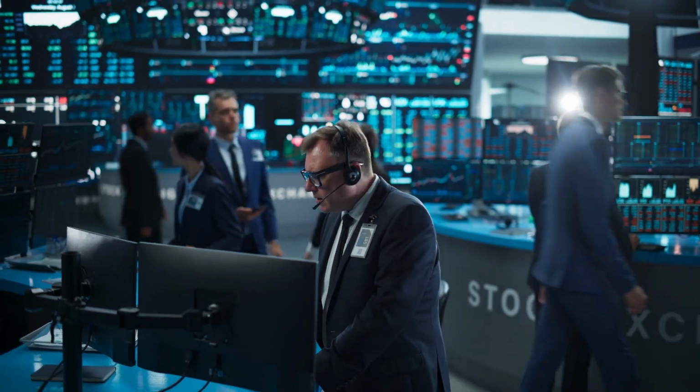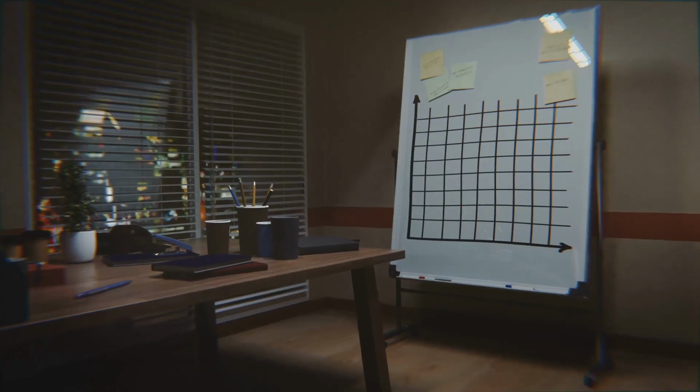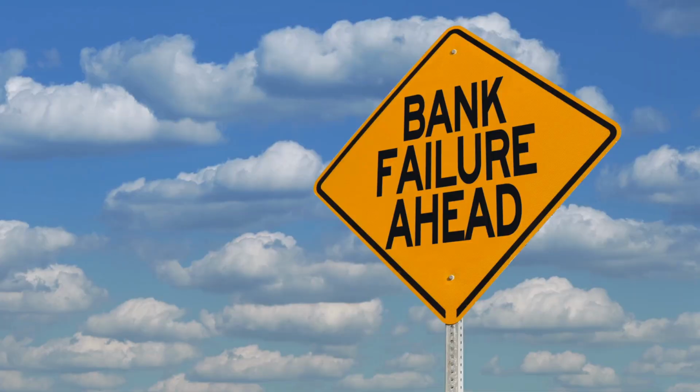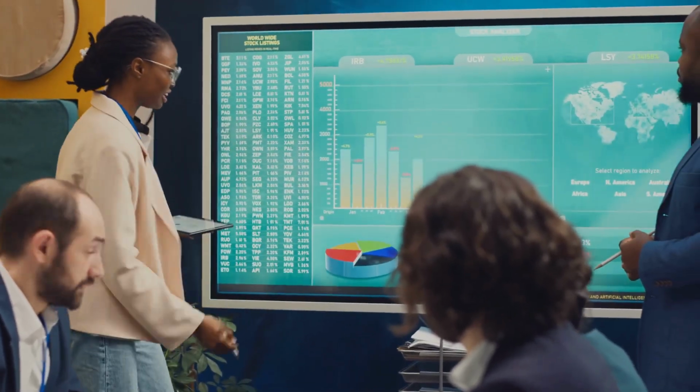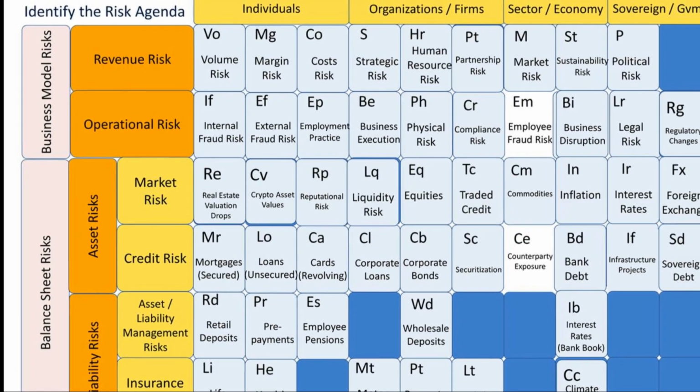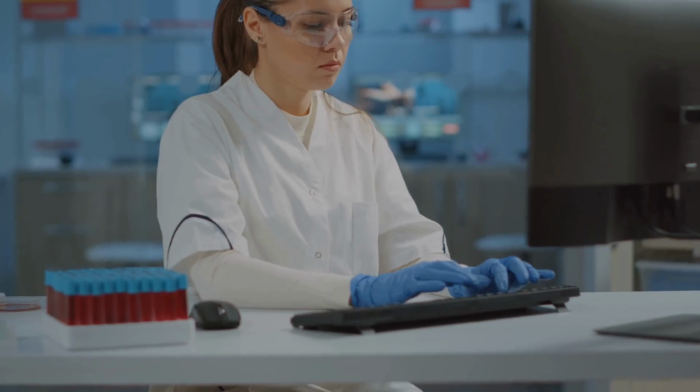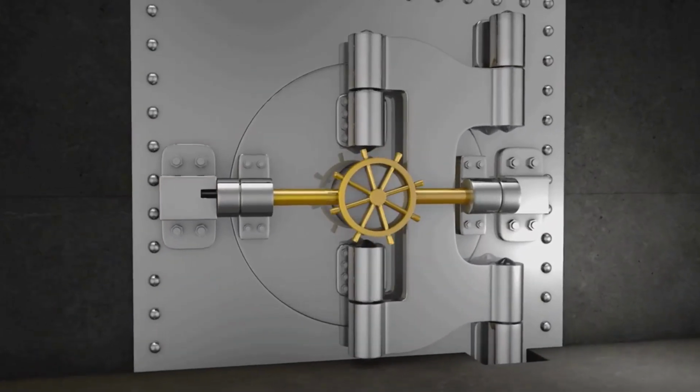Banks face risks every day. These risks can hurt profits or even sink the whole bank. That's why managing risk is so important. Think of the periodic table of risk as a bank's secret weapon. Just like a chemist uses the periodic table, bankers can use this tool. It helps them identify and manage all sorts of risks. This keeps their money and our money safe.